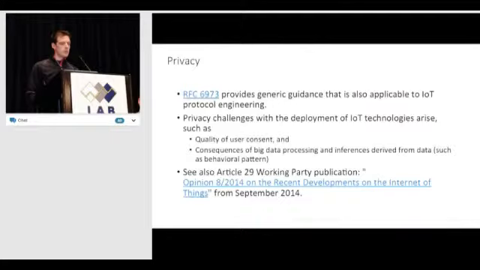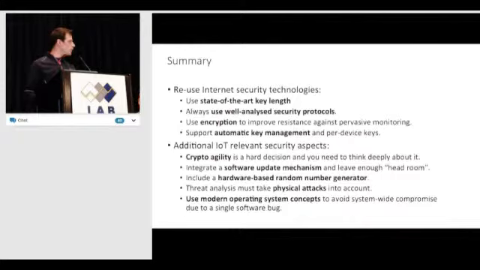deployment-related aspects. To summarize, one of the observations that we made from the workshops and also from writing the report is that we believe that using IETF and internet protocols for Internet of Things is definitely doable and it's important and saves a lot of problems. The recommendations that we provide are solid and can be used. Those include using state-of-the-art key lengths, using well-analyzed security protocols, using encryption to deal with pervasive monitoring, and also supporting automatic key management with all the considerations that go along with it.